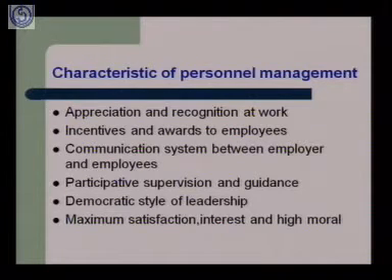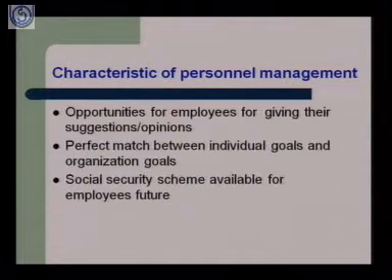Then participative supervision and guidance. They should make the staff nurse take part in making policy or any procedure. Then democratic style of leadership is also one of the significant characteristics. Then maximum satisfaction, interest and high morale. So all these are the characteristics. Then opportunities for employees for giving their suggestions and opinions. If we are giving them a chance, if we are taking their participation, definitely they will come forward and give their suggestions also. Then a perfect match between individual goal and the organization goal.